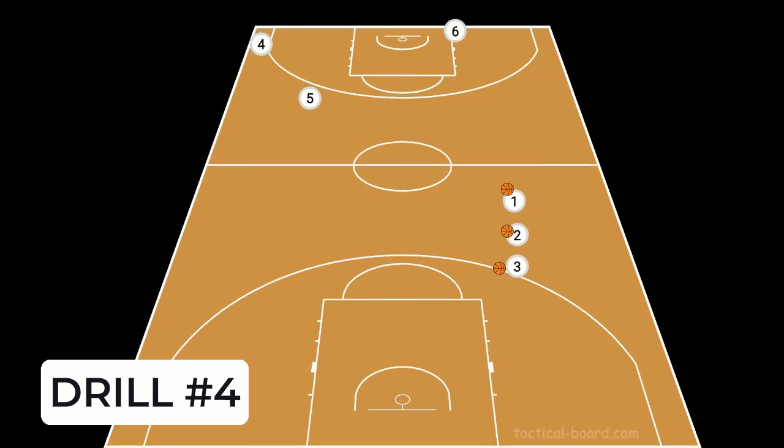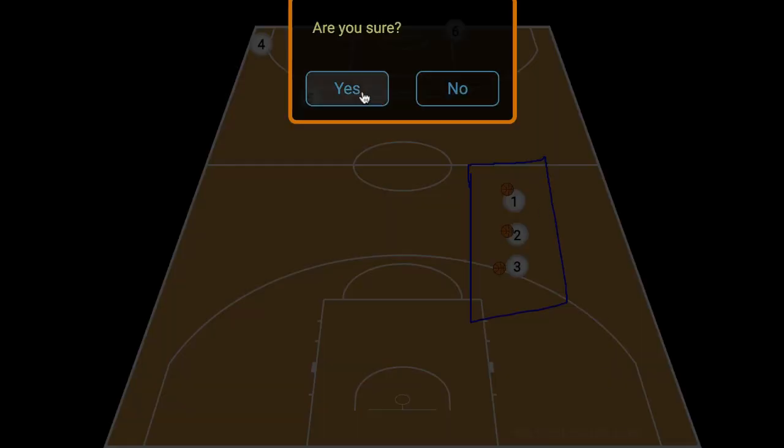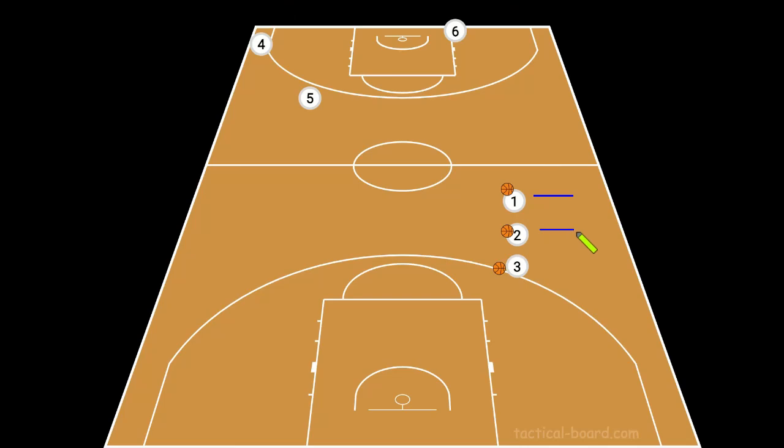Okay, so let's take a look at this drill. We're going to start right here with a line of players, and these players are going to start with the basketball in their hand. So as we can see here, we have number 1 with the basketball, number 2 with the basketball, number 3 with the basketball. So these players are starting with the basketball.